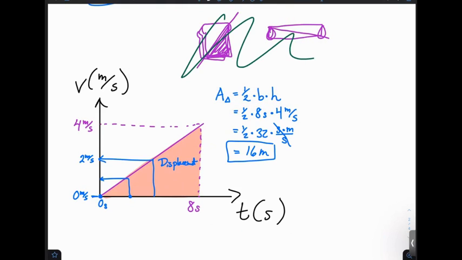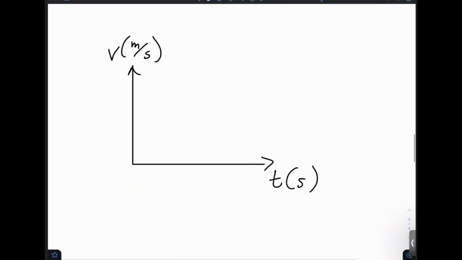Let's also think about another scenario where I'm going to have an object that maybe it's sped up the whole time, but I only care about how far it went between, let's say, 5 seconds and 20 seconds.